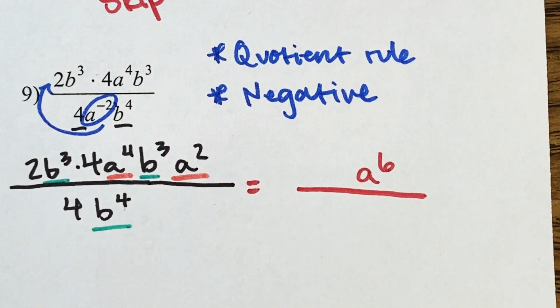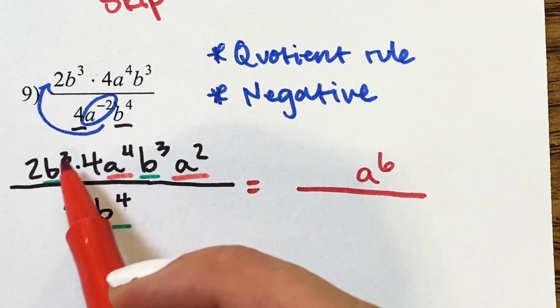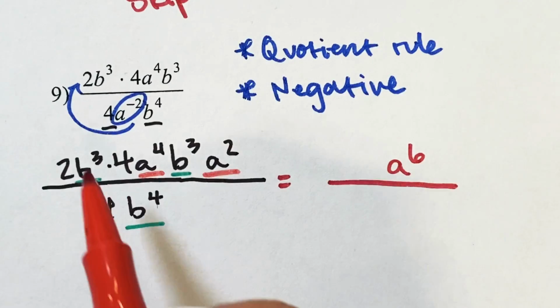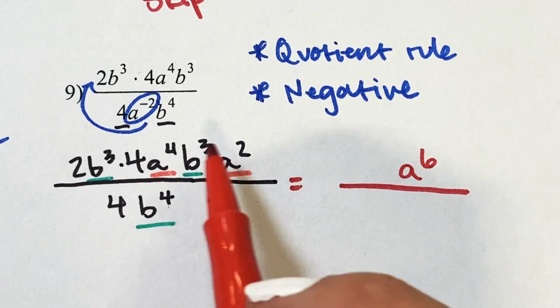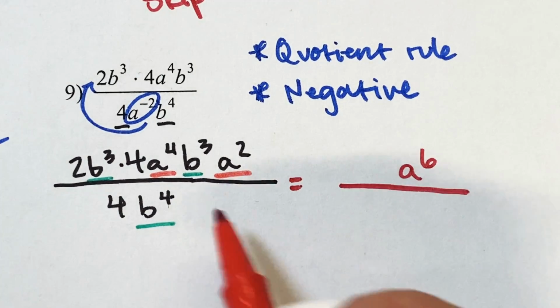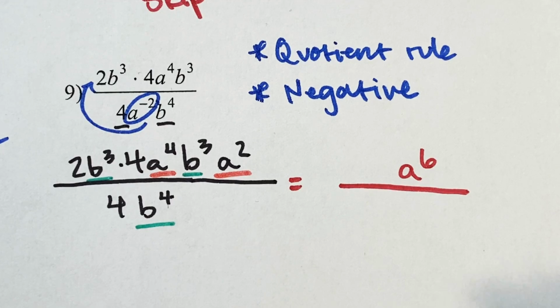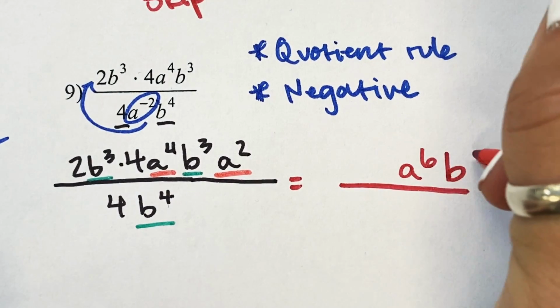A to the 6th. Okay, now let's look at our b's. I have 3 b's. We're not even going to worry about the b on bottom yet. We have 3 b's right here and another 3 b's right there. How many b's do I have on top? I have also 6.